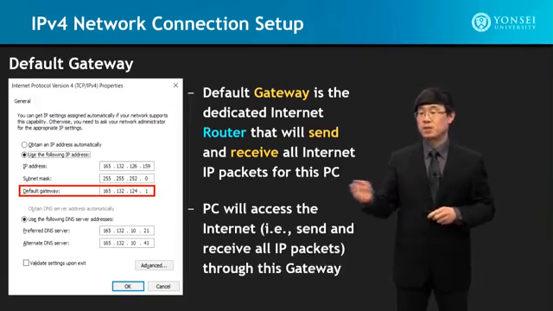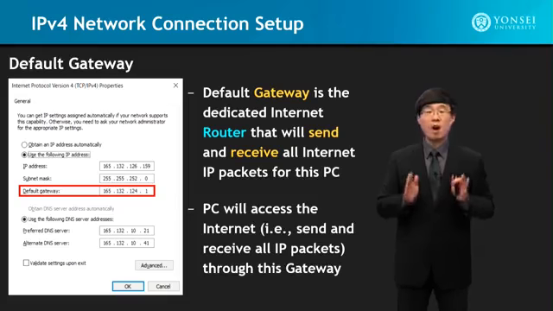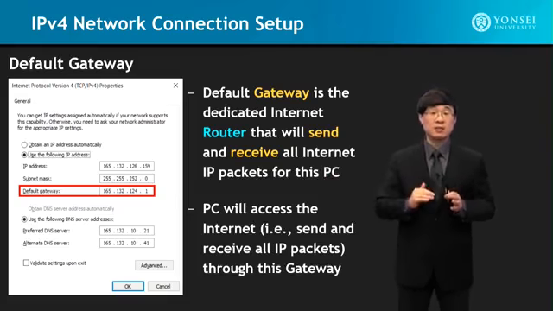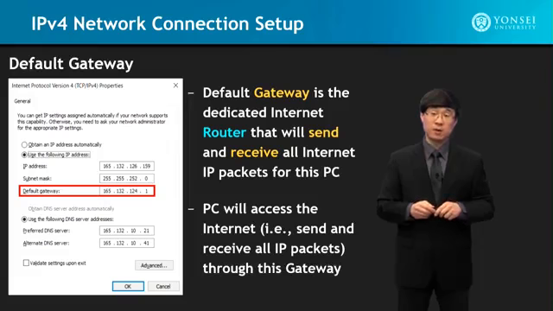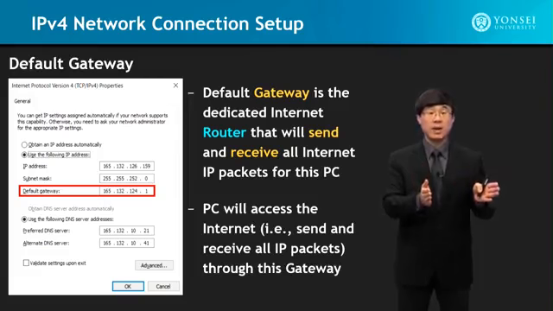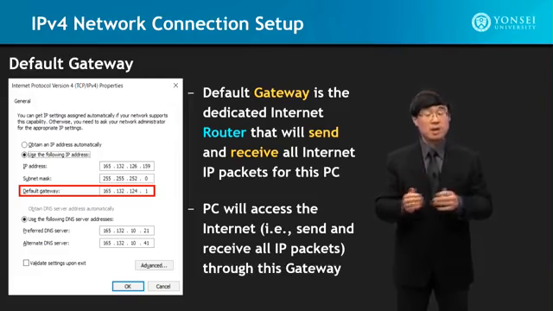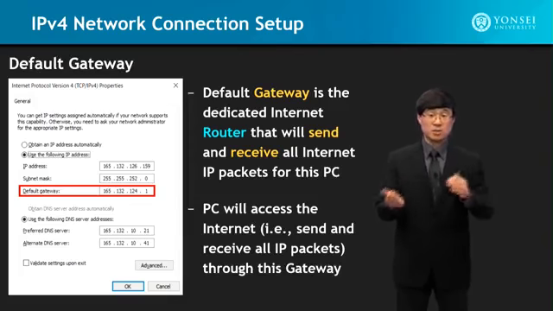Now, as you can see, the PC will access the internet through this gateway. All packets that are sent and received at this PC are going to go through that gateway. That is why it's called the default gateway. It's default. And by definition, all gateways are IP routers. So that's why you're going to see me use the word router and gateway interchangeably.